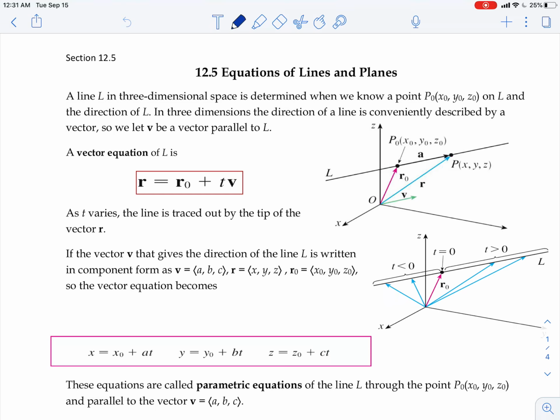uses. And so a line L in three-dimensional space is going to be determined when we know a point, x sub 0, y sub 0, z sub 0, so an initial point on L, and the direction of L. In three dimensions, the direction of a line is conveniently described by a vector. So we let v be a vector parallel to L. A vector equation of L is r is equal to r sub 0 plus t times vector v.